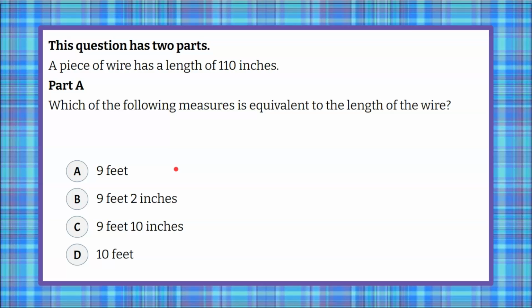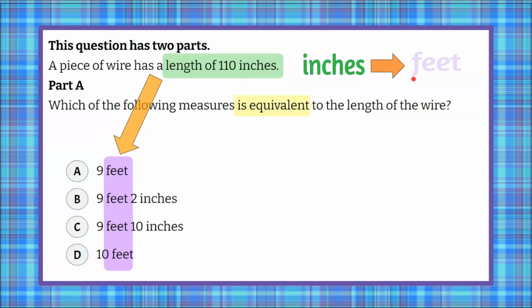Good luck. Welcome back. So for part A, we're looking for an equivalent measurement to 110 inches. We can see that we have a length of 110 and then we're given these 4 answer choices. Each one of these answer choices is in feet. So we need to convert 110 inches into feet.